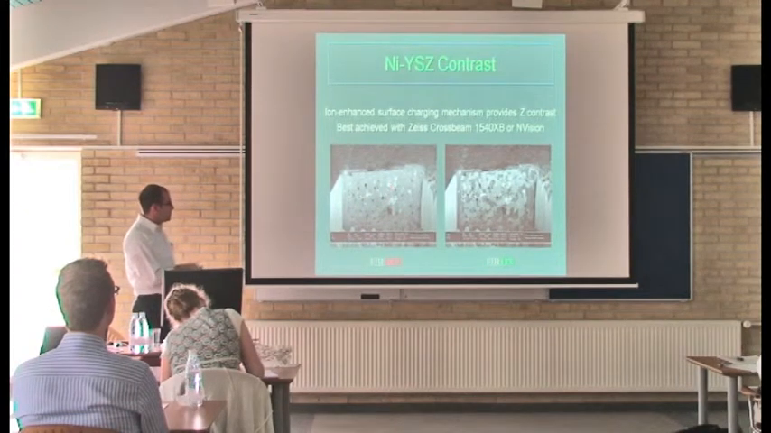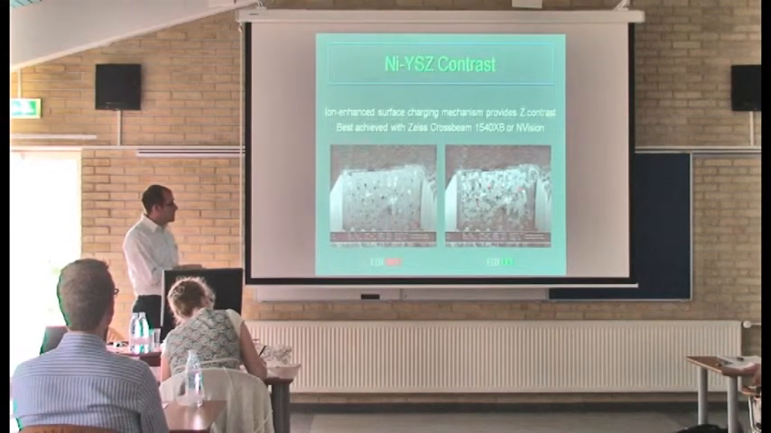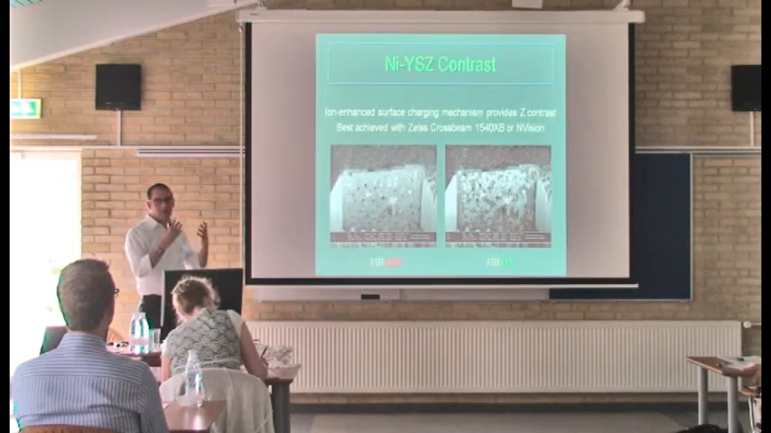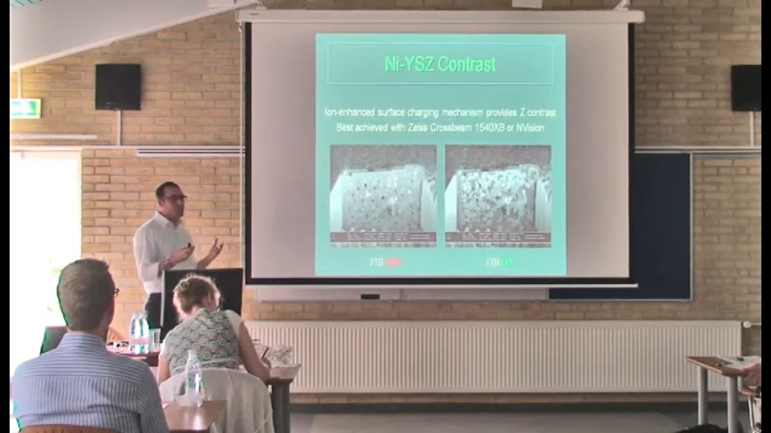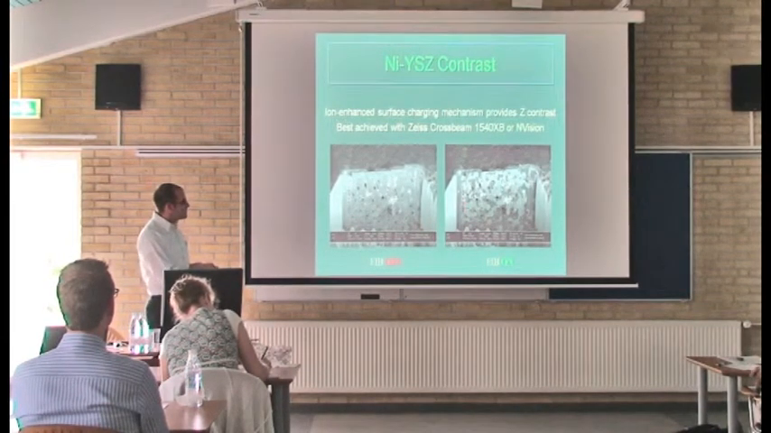But you can see here, this is an image of nickel YZ, and you can see some contrast here. This isn't optimized for it necessarily, but this is with the FIB off. And as soon as we turn the FIB on and start milling through, you start to see these nickel particles that are much brighter than the YZ phase, which is this gray phase here.